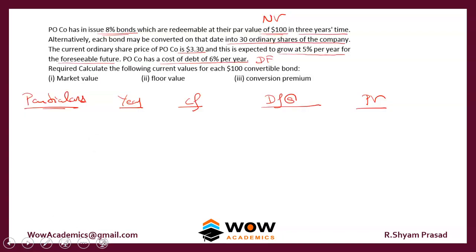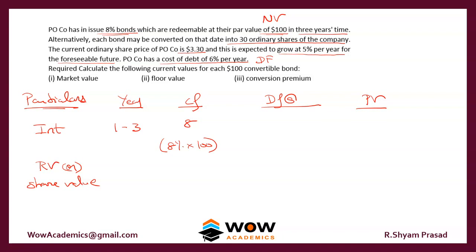Okay, so particulars, we have two items here. One is the interest and the other one is the redemption value or the share value. So we don't know which will be the answer, so we'll write both. Here, interest is going to be paid for the first year to the third year, so 3 years. It is an 8% bond and the nominal value is 100, so cash flow comes to 8.